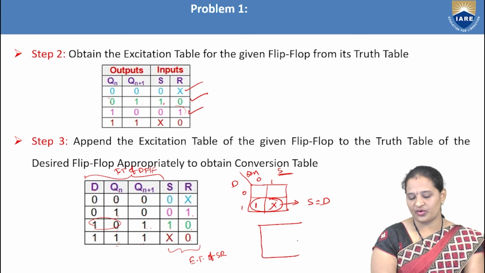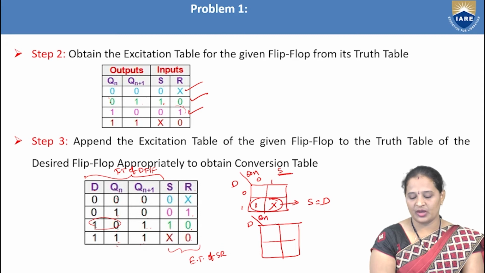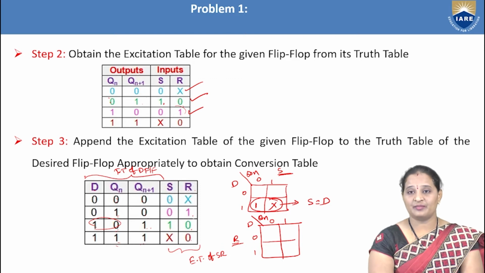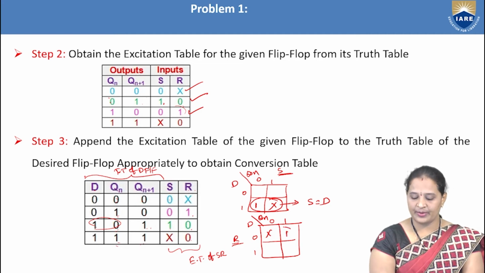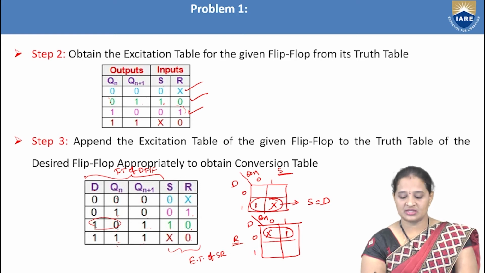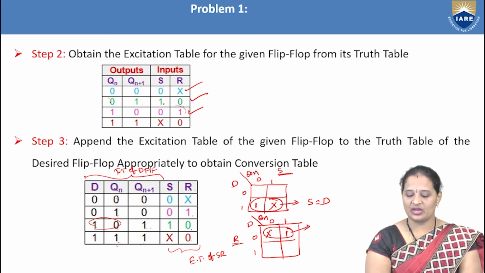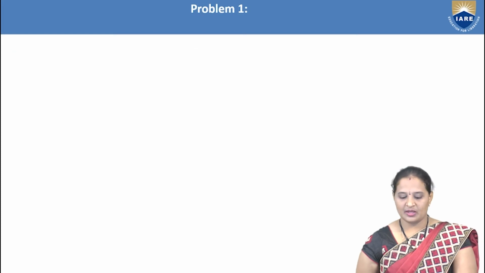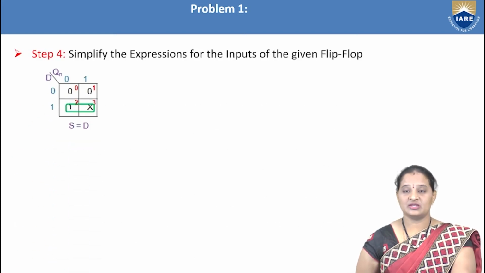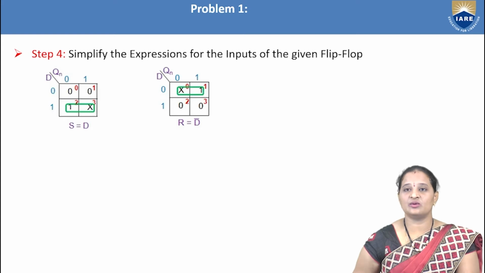Similarly, draw one more 2-variable K-map here. So this is another 2-variable K-map. D, Qn, 0, 1, 0, 1. This is for R, right? When the R input is becoming 1 and don't care. For 0, 0, it is don't care, and for 0, 1, it is 1. So now we can form a pair with this. Qn is varying, so eliminate Qn, whereas D is common and it is equal to 0. So R is equal to D complement. So that is what I have shown here. S is equal to D and R is equal to D complement.